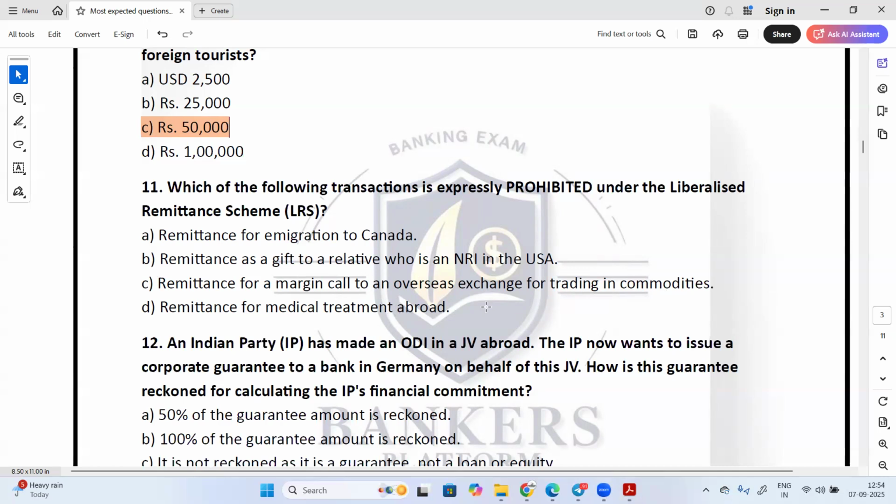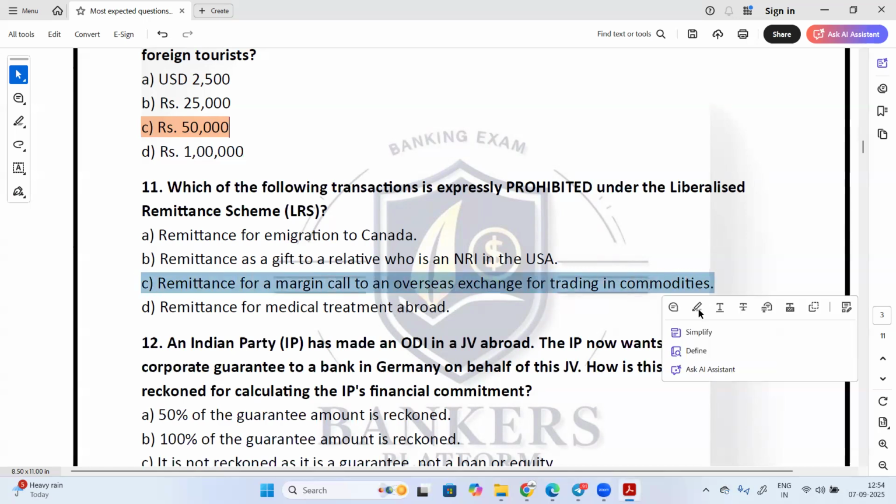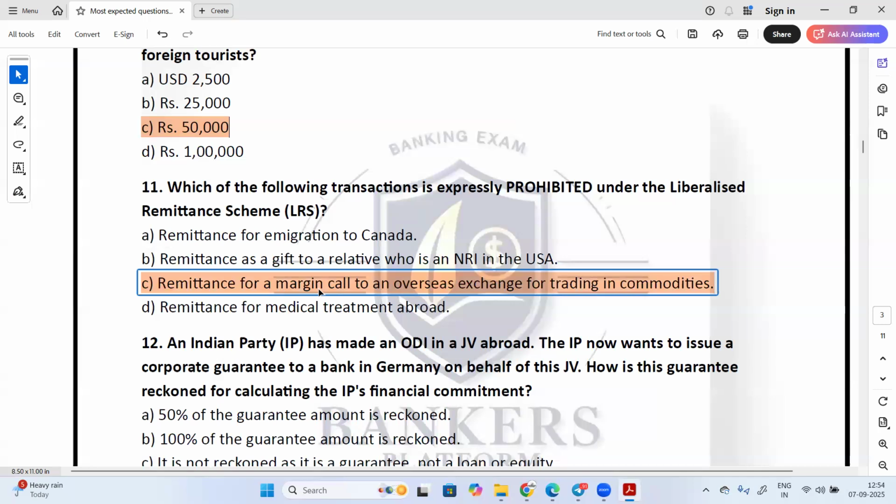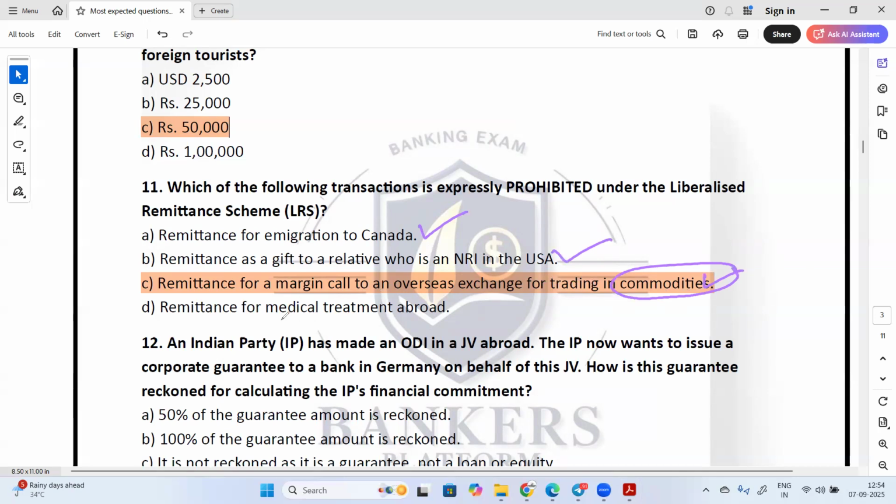So let's see what is the right answer for this question. The correct answer is C, remittance for a margin call to an overseas exchange for trading in commodity. C is the right answer. We cannot make an LRS transaction for this type of transaction. We can send the money for immigration purposes to Canada. We can send the money as a gift to a relative who is an NRI in the USA. We can send remittance for medical treatment, but not for this purpose.